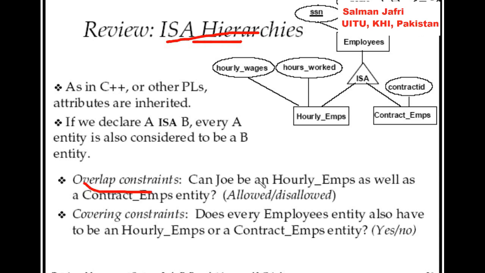We also discussed overlap constraints. Can Joe be an hourly employee as well as a contract employee? Is it allowed or disallowed? Covering constraints: does every employee entity also have to be an hourly employee or a contract employee entity? Yes or no? So these were the questions, remember, that we discussed.